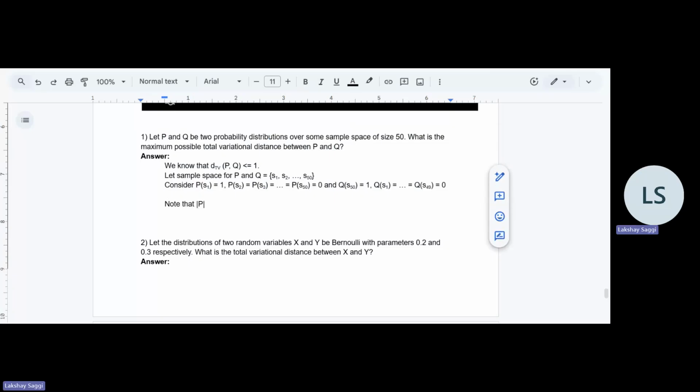So note that P of S50, or maybe S1, minus Q of S1 is actually equal to 1. And so the supremum over all of these values, P of some set of SI minus Q of some set of SI, will be at least 1, because this set actually achieves this value 1. And we also know that there's an upper bound of 1. So actually this one is tight.